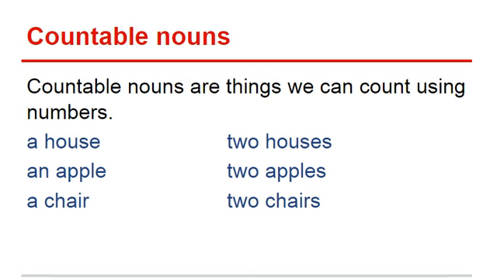Countable nouns. Countable nouns are things we can count using numbers. For example, a house, 2 houses. An apple, 2 apples. A chair, 2 chairs.